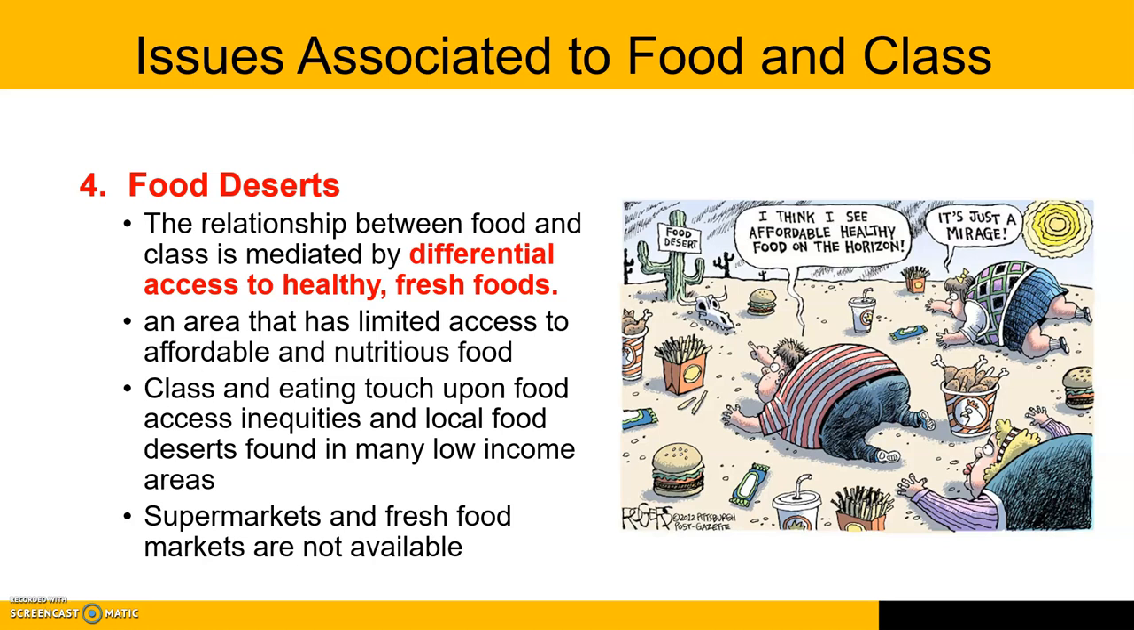The class and eating touch open food access inequities and local food deserts found in many low-income areas. Kalau low-income areas ni, there are so many unhealthy food, fast food, because they know that this group of people society can afford to buy the food. And mostly or usually, they are very difficult to get supermarket and also fresh food available in a food desert area. You can see that here, food desert so kebanyakannya banyak makanan-makanan yang unhealthy in this kind of what we call a food desert.